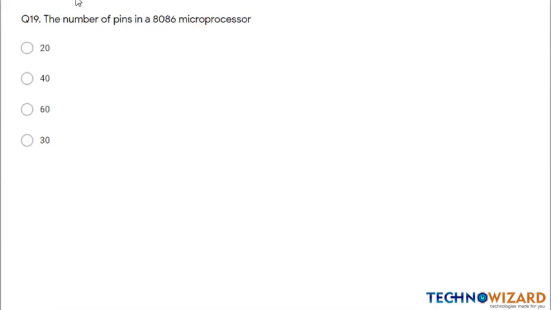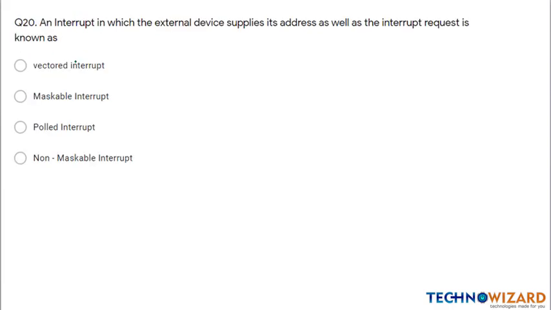Question number 19. The number of pins in an 8086 microprocessor will be 40 pins. Question number 20. I have seen many of the students having problems in this question. An interrupt in which the external device supplies its address as well as the interrupt request is known as the.